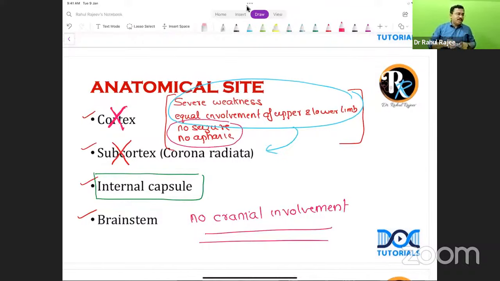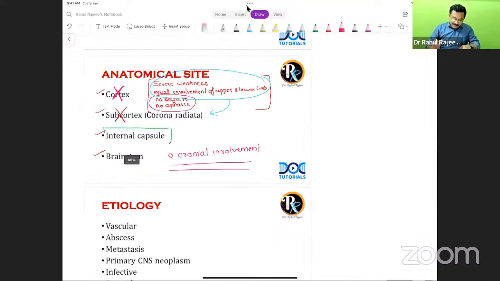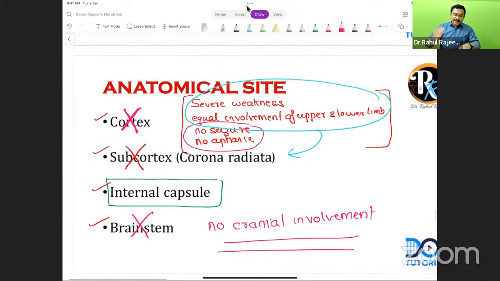The third nerve is not involved, the fourth is not involved. So you tell me, can I cut brainstem? It's very important for me. I'm almost going to narrow it down to internal capsule, so I've got to be very sure. Can I cut brainstem? Yes or no? Yes. So I am cutting brainstem. So the possible anatomical site of lesion here is the internal capsule. That is very, very important here. Okay. Anatomical site done.